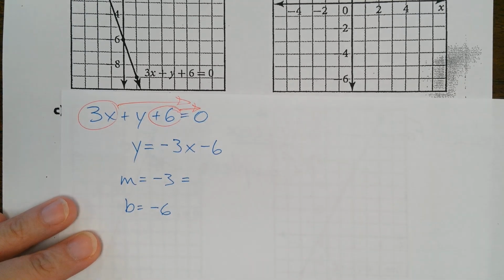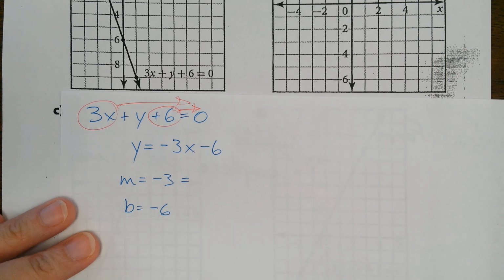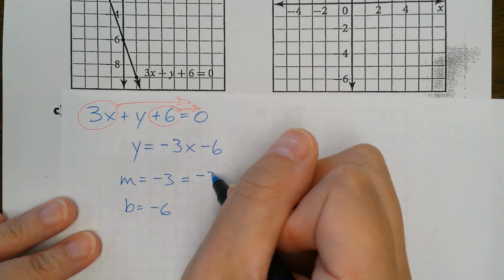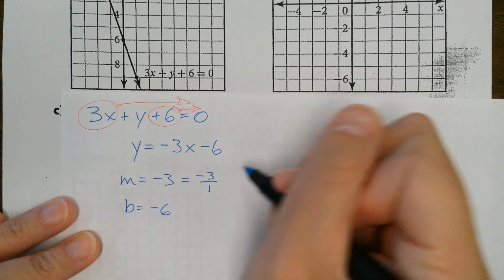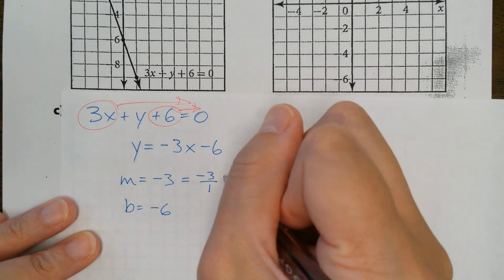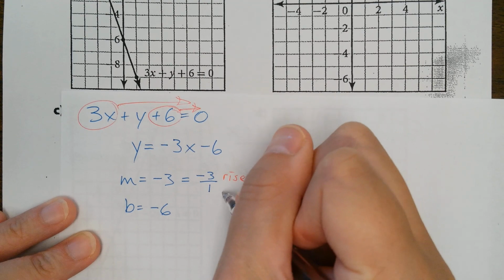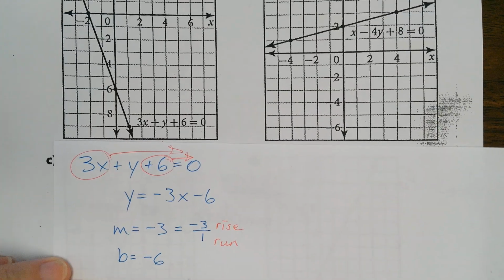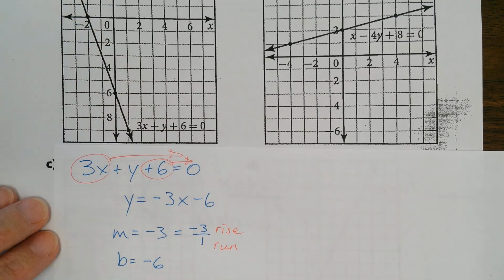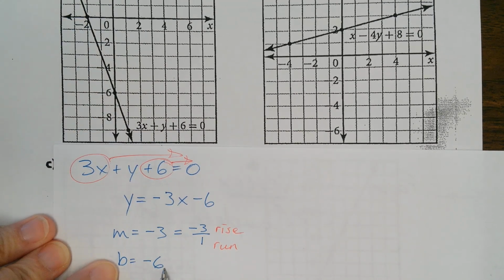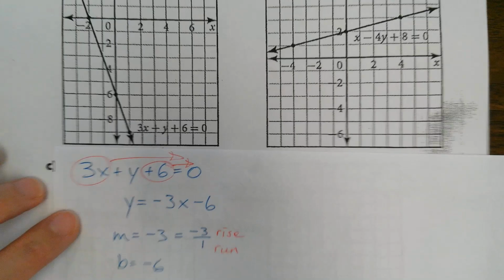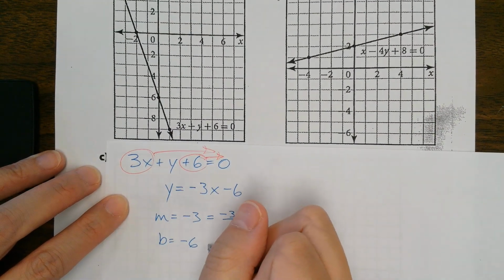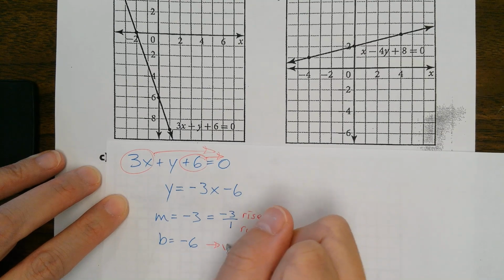If I were to write slope as a fraction, what is negative 3 as a fraction? Perfect. Why I wrote this is because I want to show you on the graph. Remember, you have your rise and your run. Look at this line right here. B, y-intercept. Let me zoom this up a little. Remember, B is your y-intercept.